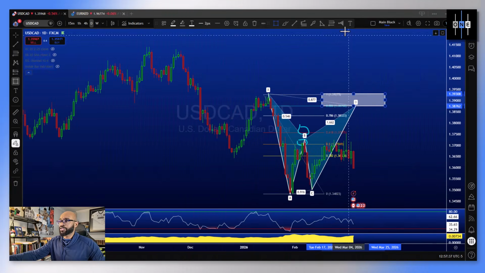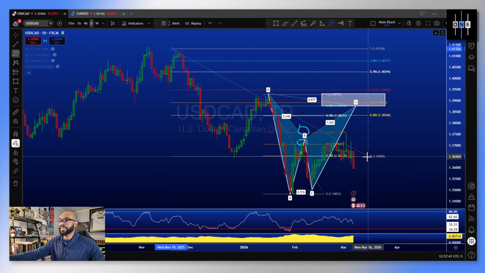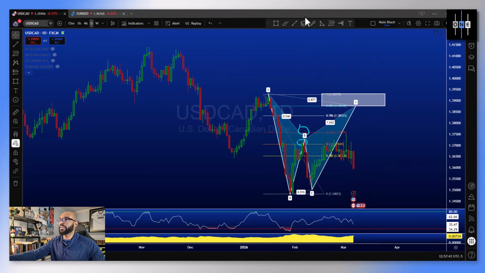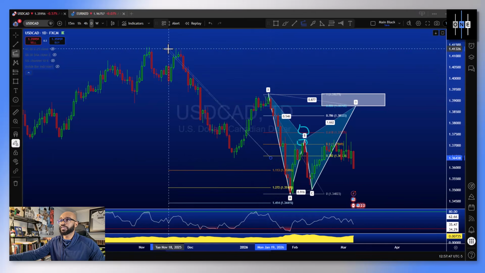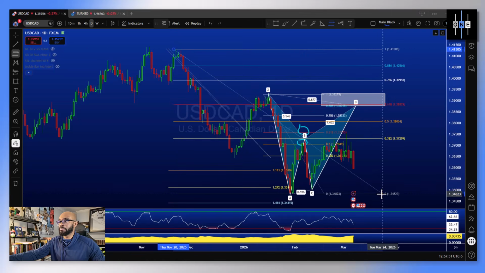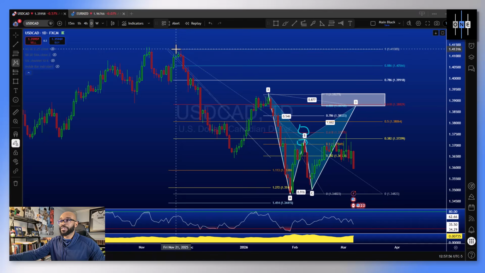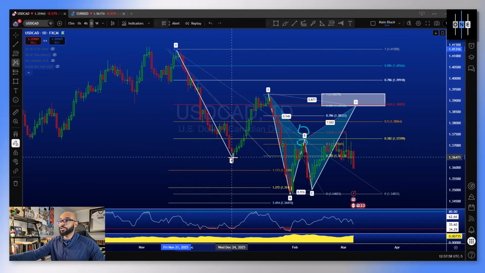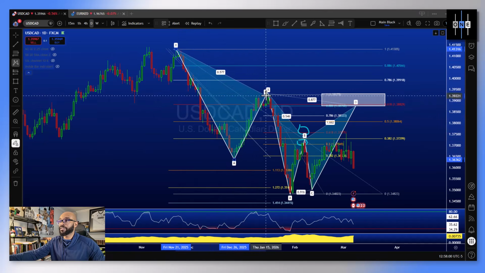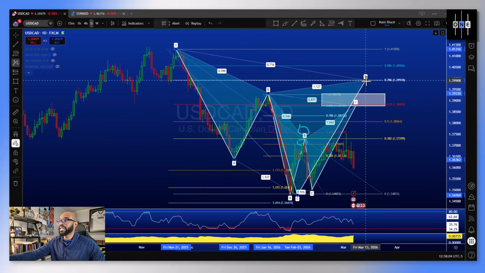Now, real quick, this just caught my attention. We're probably super early, but this may be a Cypher pattern as well. Let me just see here. I spy with my little eye. Yeah, look at that. So bigger picture, and again, this is miles and miles away, but if you want to get out in advance of this potential advanced pattern, there's also a potential bearish Cypher: X to A to B, B to C all the way down here, and a CD completion up at our 786.